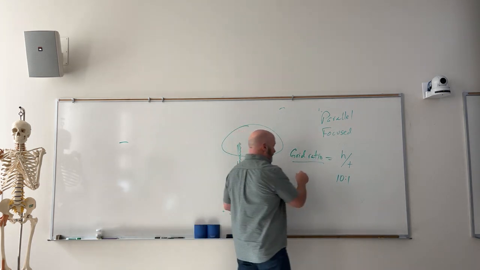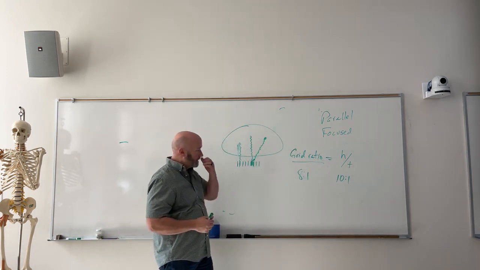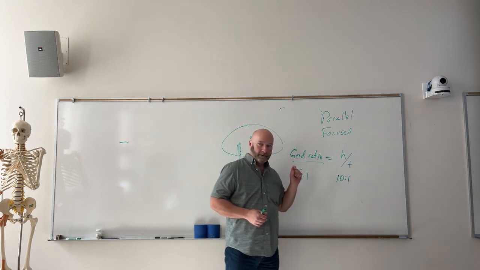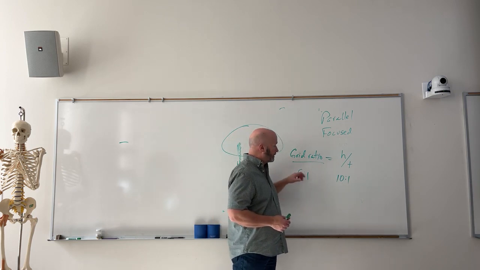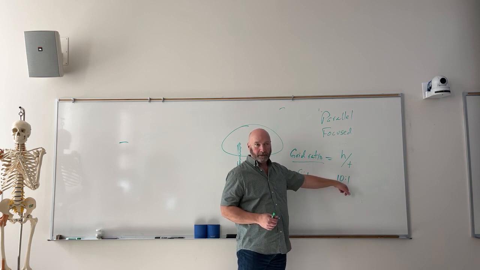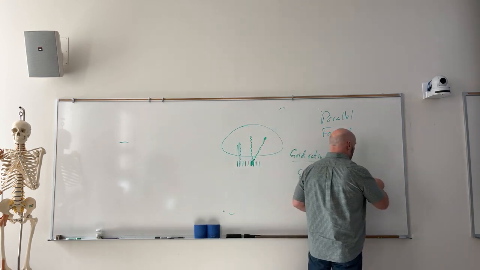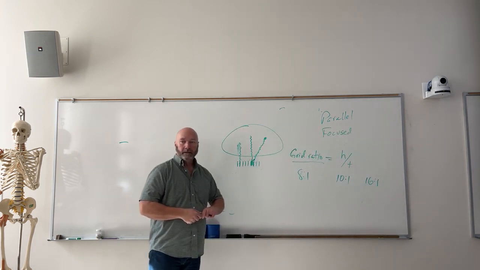That's going to have more lead than an 8-to-1 grid ratio. All right, so when we're talking about grid ratio, we're talking about the height of the grid strip divided by the distance in between them. And the higher the number, the more lead we have in our grid. Okay, so a 16-to-1 grid ratio has a lot of lead in it.